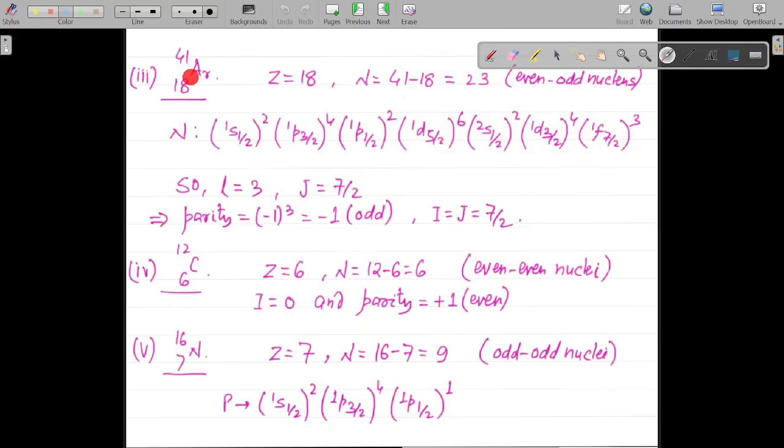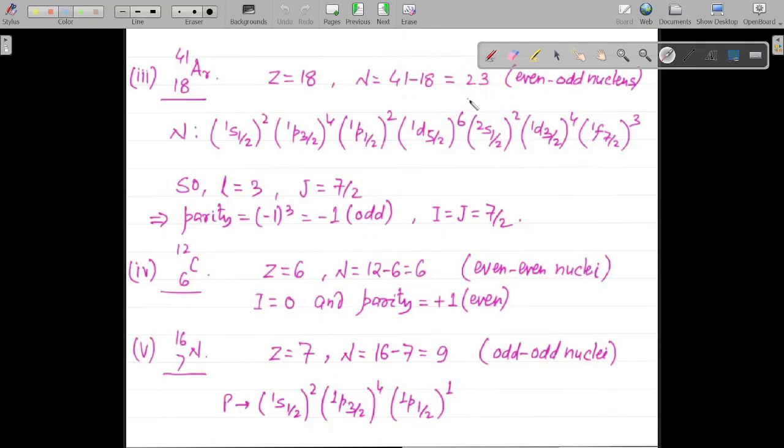Now Argon-41, let us look at this particular example. The value of Z, that is atomic number, is clearly 18. Now the number of neutrons will be equal to what? It will be equal to 41 minus 18, which is equal to 23.